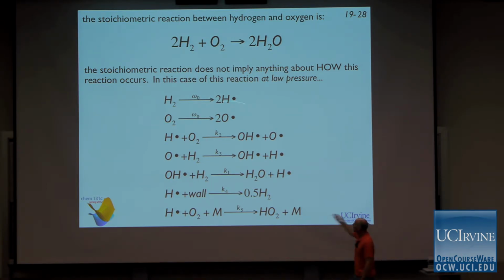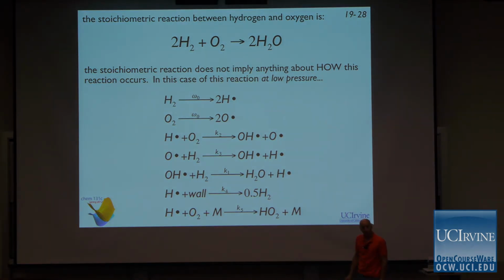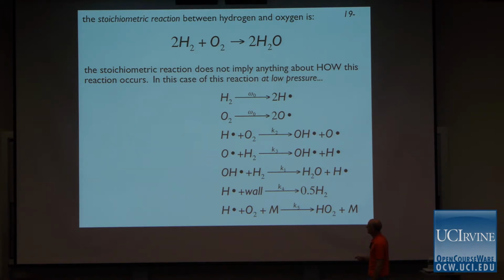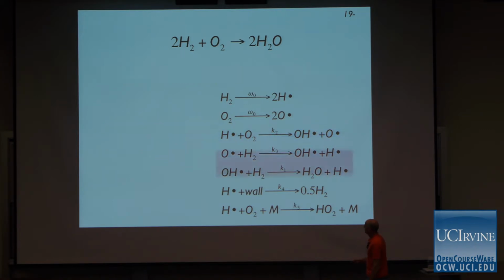Okay, so there are elementary reactions that comprise a chemical mechanism, and then there's a stoichiometric reaction that is somehow the sum of all of this to produce water. Are you with me? It's confusing. Reaction mechanisms comprise elementary reactions. For example, this elementary reaction, hydrogen.